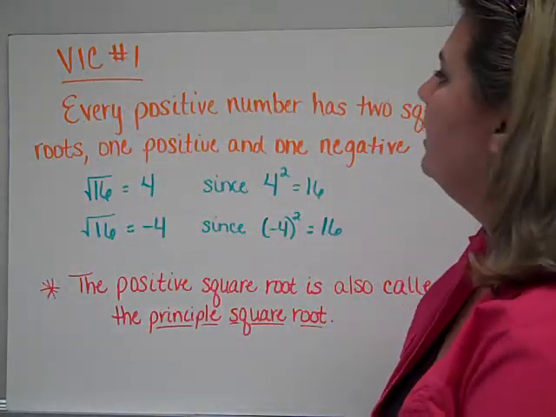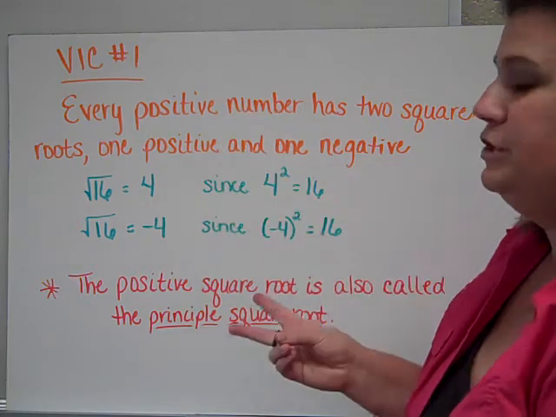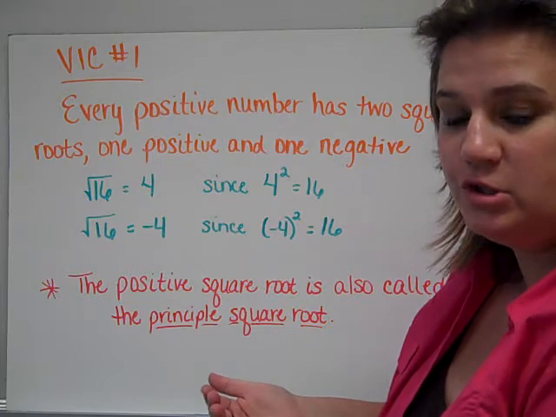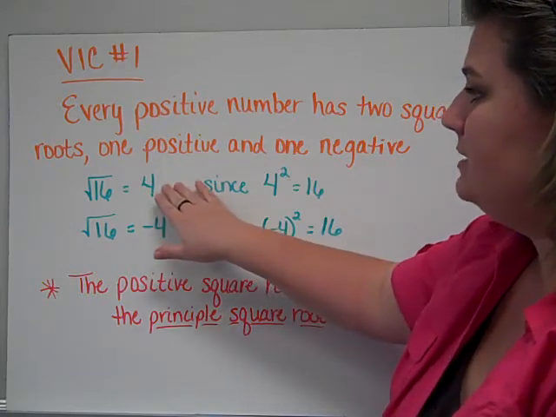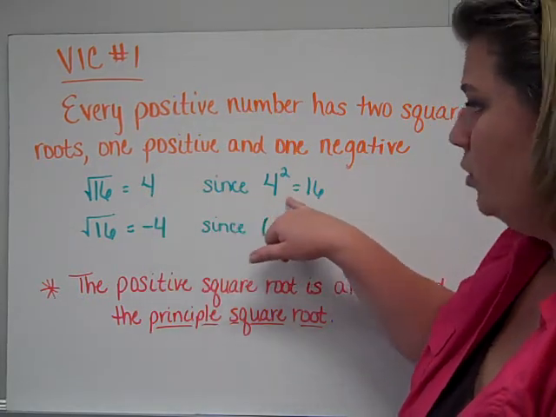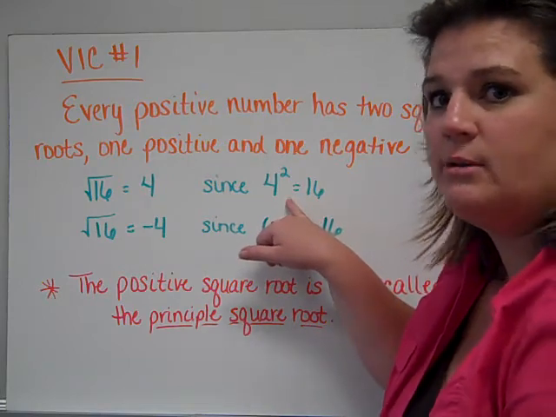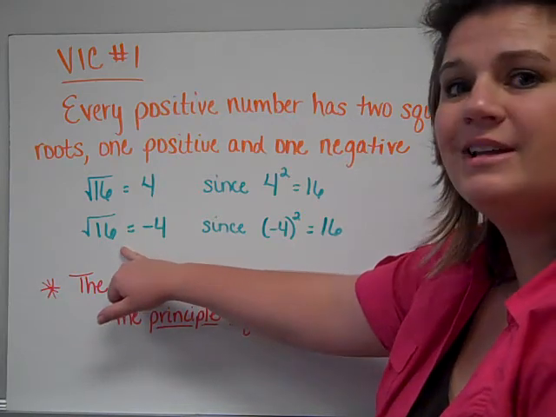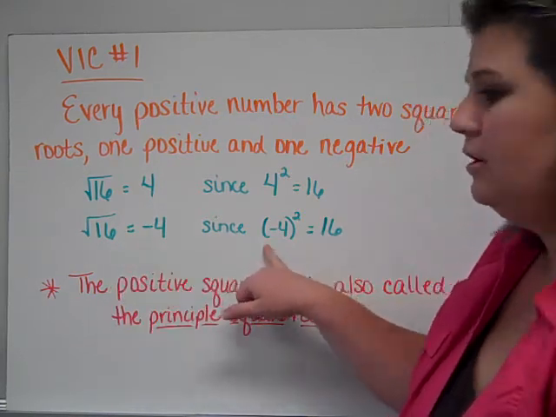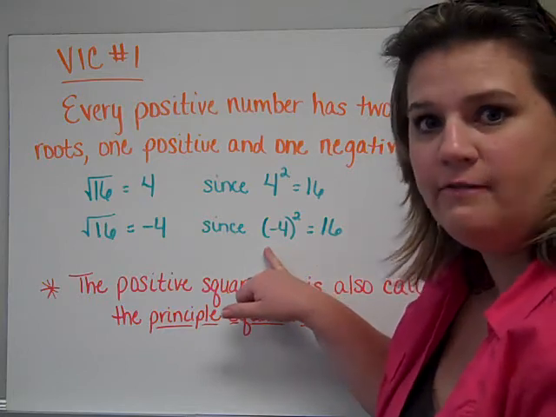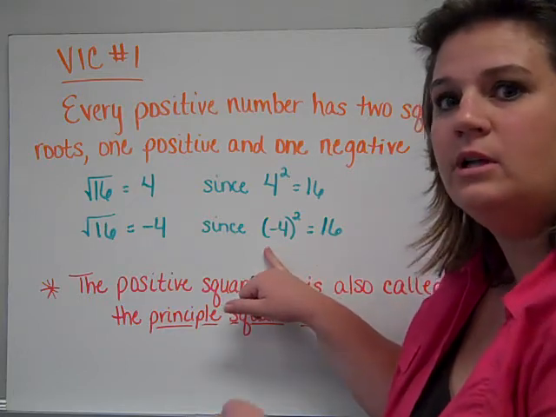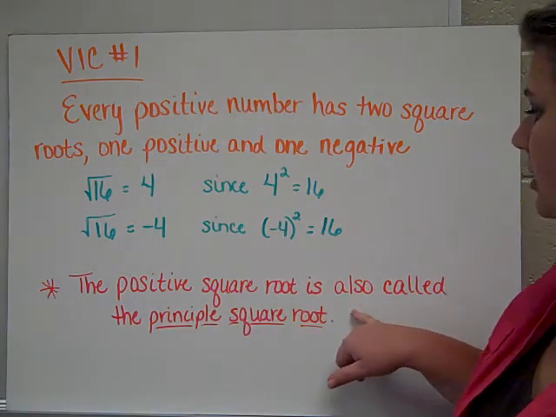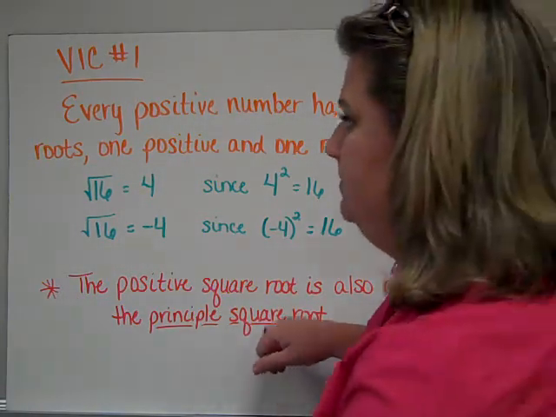Note number 1: every positive number has 2 square roots, 1 positive and 1 negative. So let's look at the square root of 16. The square root of 16 equals 4, since 4 squared is 16, 4 times 4. The same thing goes that the square root of 16 also equals negative 4, because when you square negative 4, negative 4 times negative 4 is also 16. The positive square root is also called the principal square root.